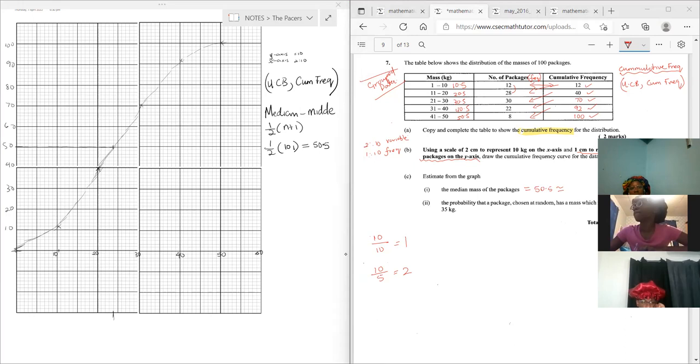Well, we just counted the blocks. So we know at the bottom here, one small block represents one. So if it's at this block here, it'll be 21, 22, 23, 24, yeah? So 24 is the median mass.